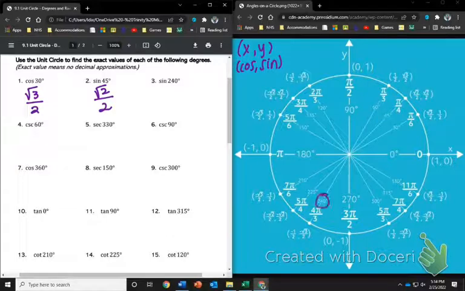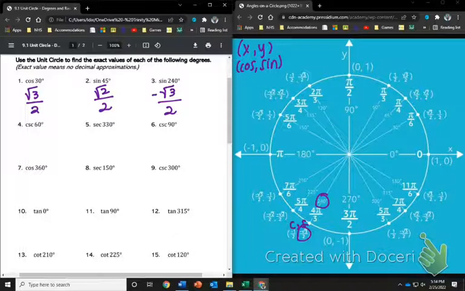So number 3 is 240. Well, 240 is in quadrant 3. And sine, again, is the y value, cosine and sine. If you're confused about the order, think about it, it goes in alphabetical order. C is first in the alphabet, and then S is later in the alphabet, so that goes second. So this is going to be the value negative square root of 3 over 2.